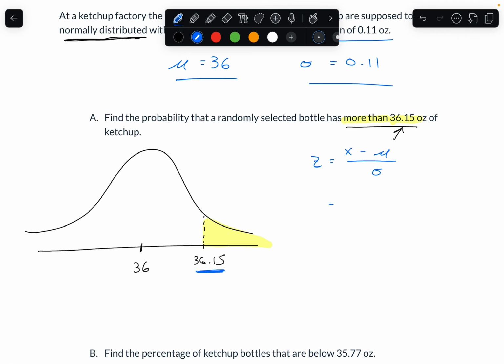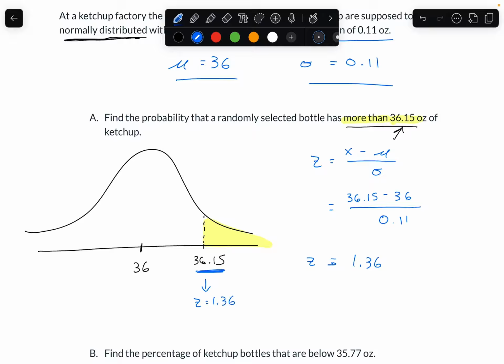So let's go ahead and plug these in. My observation was 36.15 minus my mean of 36, divided by my standard deviation of 0.11. So if I grab my calculator real quick, 36.15 minus 36 and divide by 0.11, my z-score ends up looking like 1.3636 repeating. For z-scores, generally 2 decimal places is enough. That's all our z-table tells us, so that's all I'm ever really going to use. So my z-score is 1.36. So this has a z-score of 1.36.